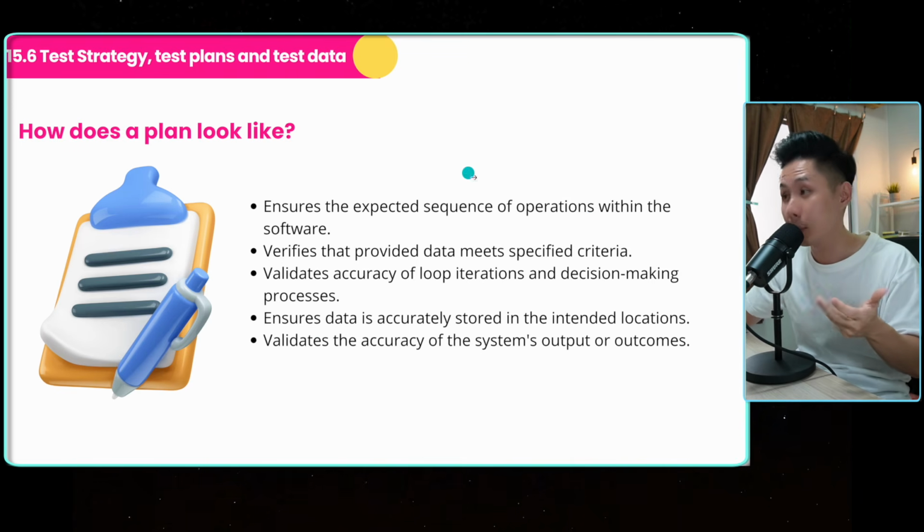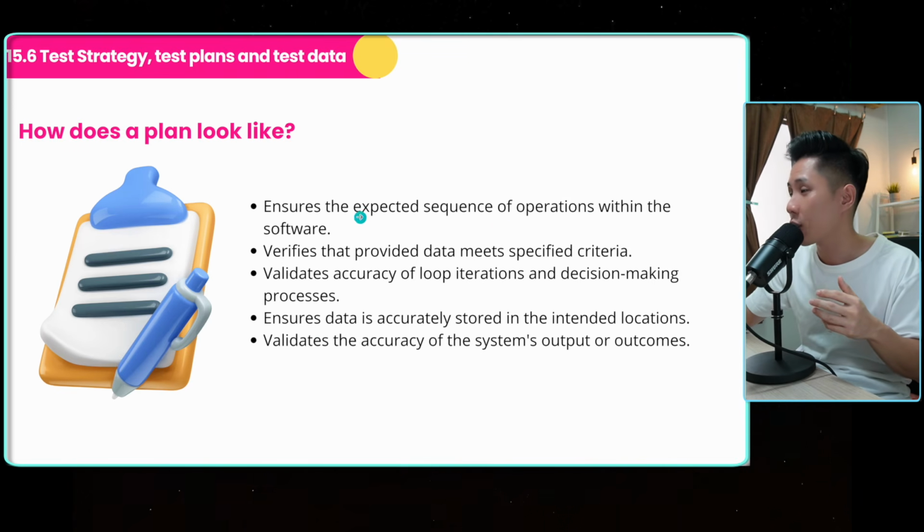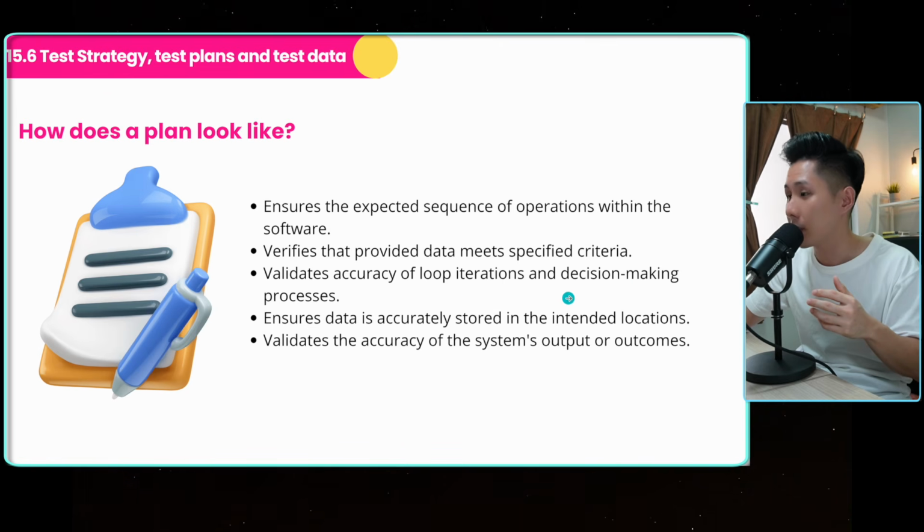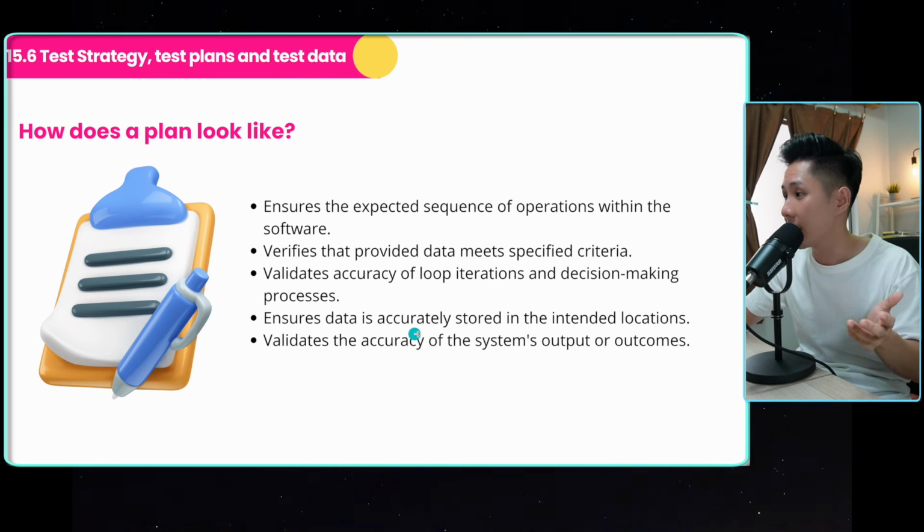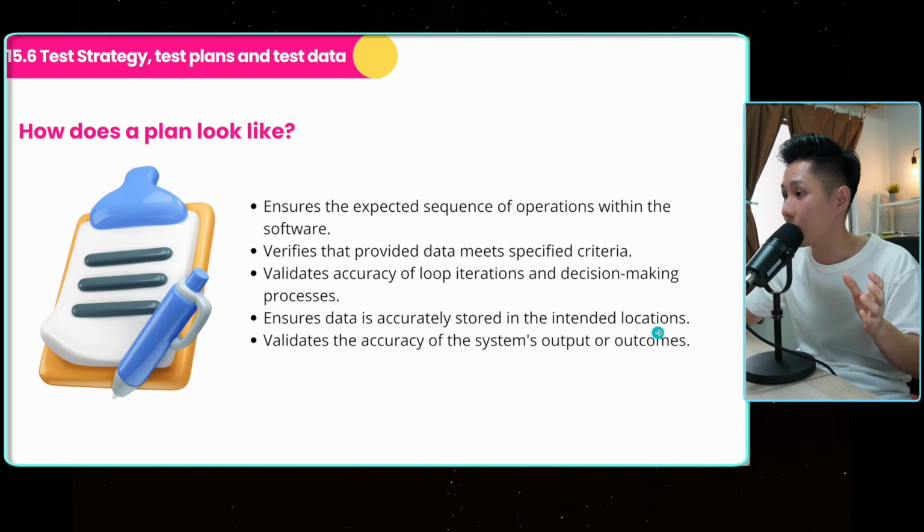So what does the test plan look like? It ensures the expected sequence of operations within the software, verifies that the provided data meets specified criteria, validates accuracy of loop iterations, meaning that it ensures that there's no runtime error. It also ensures data is accurately stored in the intended location, and validates the accuracy of the system outputs or outcomes.